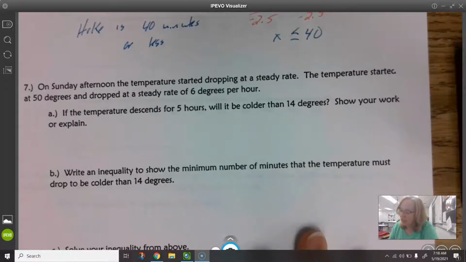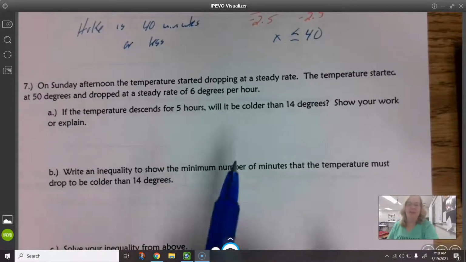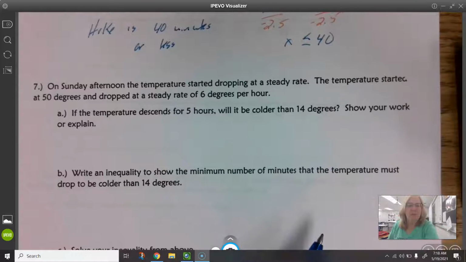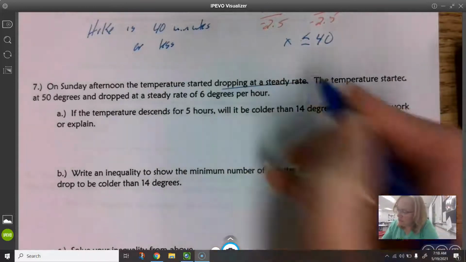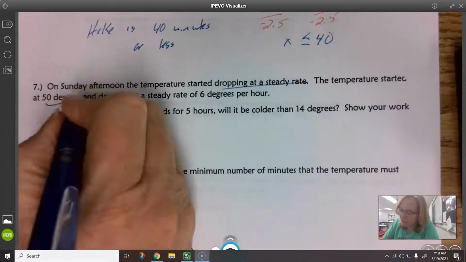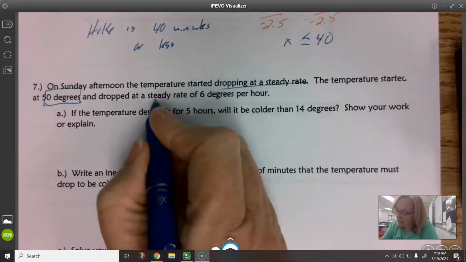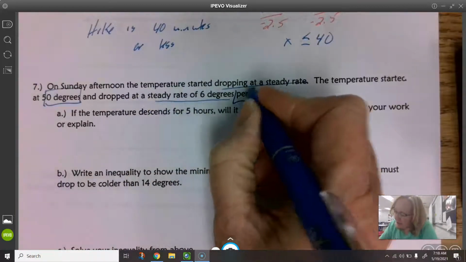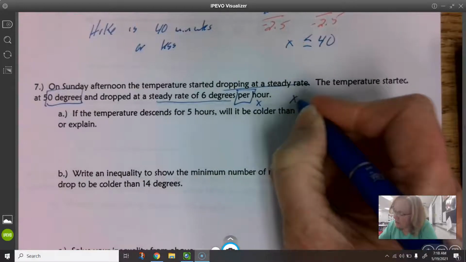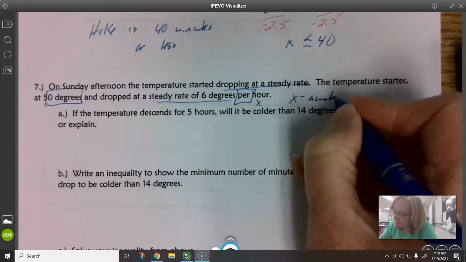Okay, number 7. On a Sunday afternoon, oh, you've all read these 20 million times, right? So let's pick out the important things. The temperature is dropping, so we're going to go down. It starts at 50. It dropped at a steady rate per, look at that per again, that's going to be your x. So x is the number of hours.